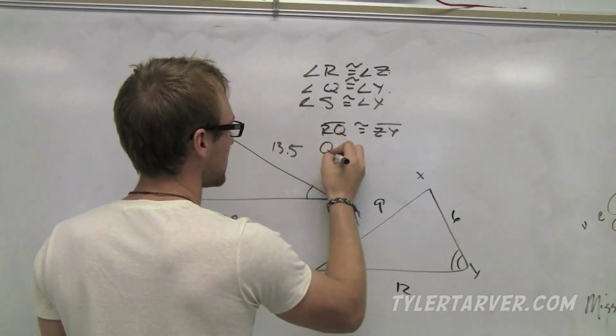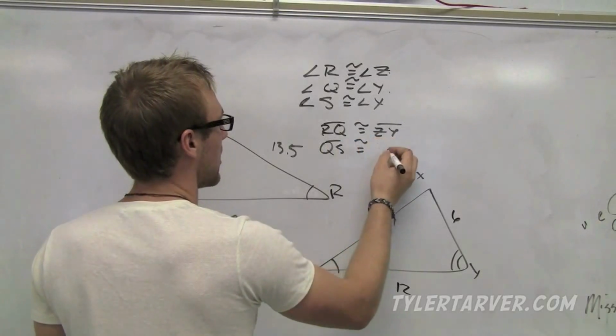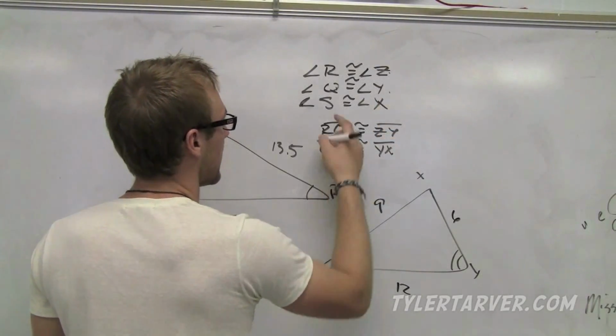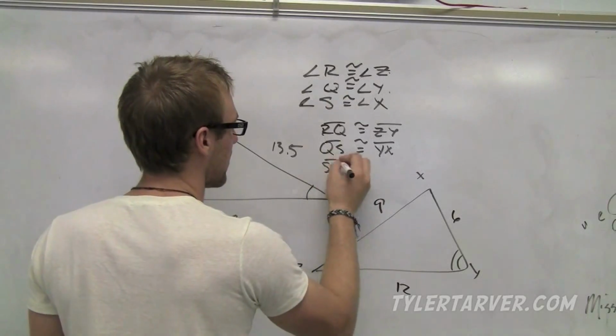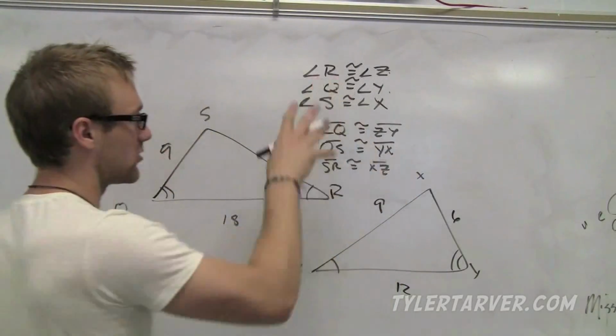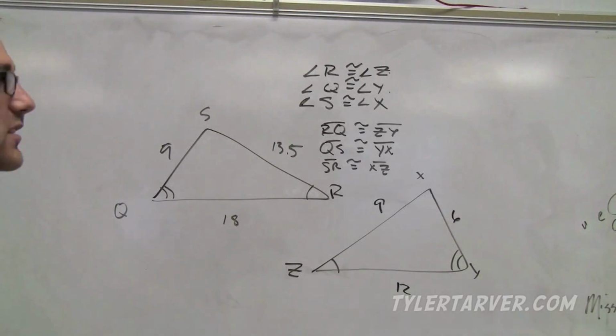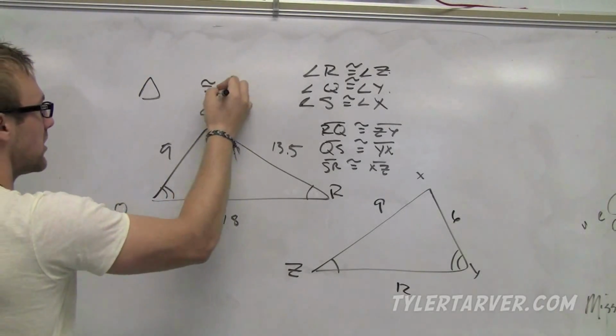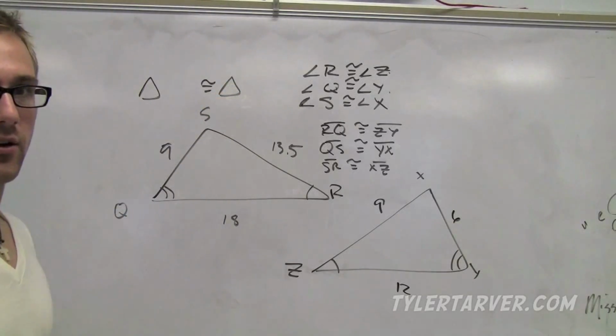All right, let's do QS. It matches up with YX. And then we'll go SR. It matches up with XZ. Now, those are all my matchings, okay? Now, say I want to write the similarity statement. That's telling me what triangles match up. From this statement, you can tell what matches up with what, okay?